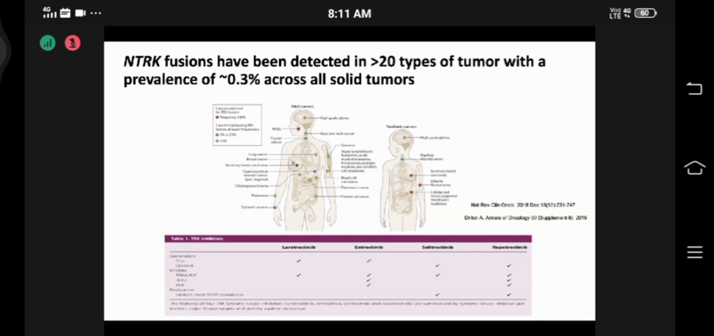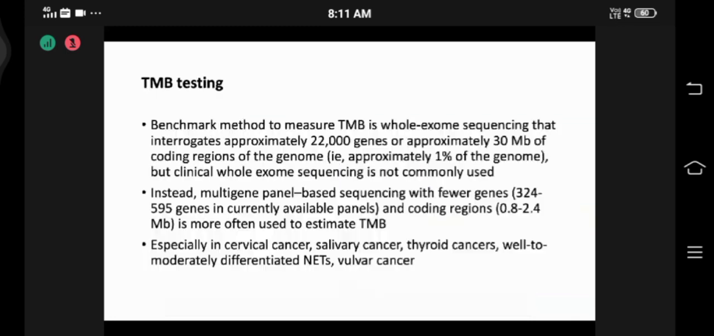Now, this is one place where RNA fusions are also very important, because by doing RNA testing, you can pick up much more NTRK fusions than doing only DNA-based testing.